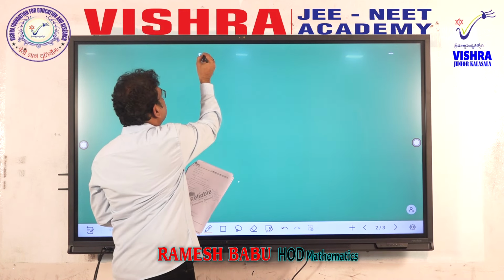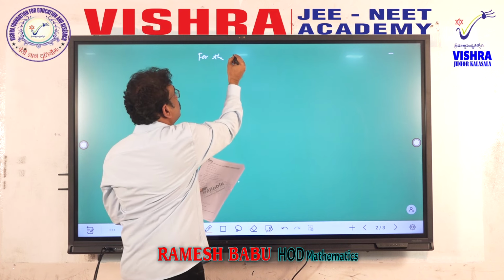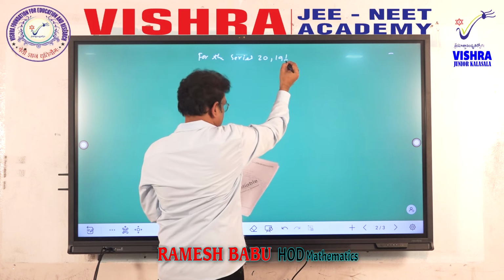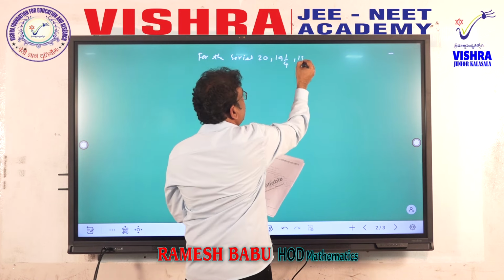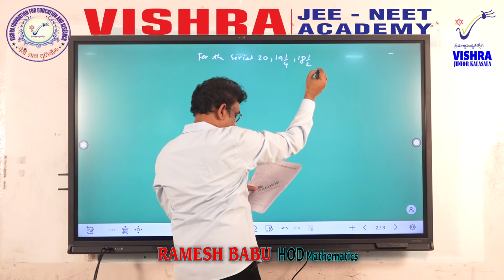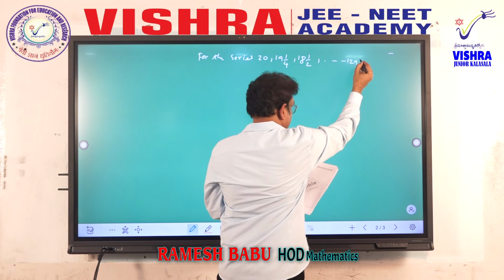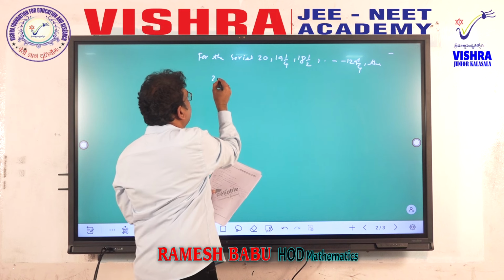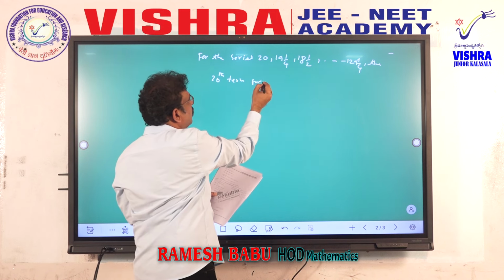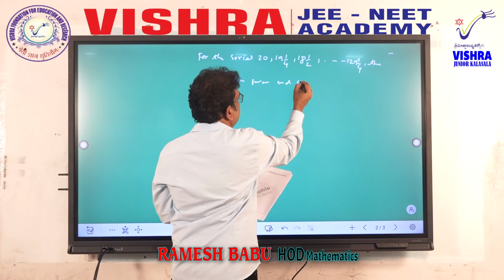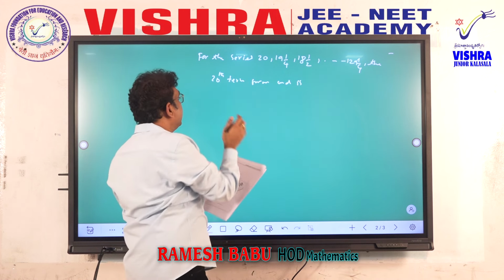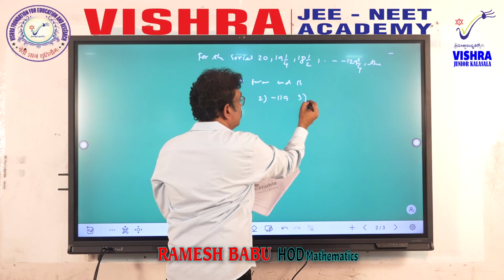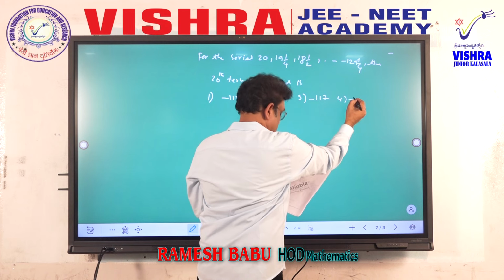Next problem, for the series, the twentieth term from the end is, so we need to find T20 from the end. Third option is 117, fourth option is minus 120.